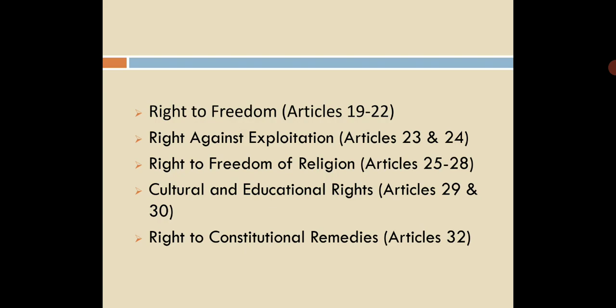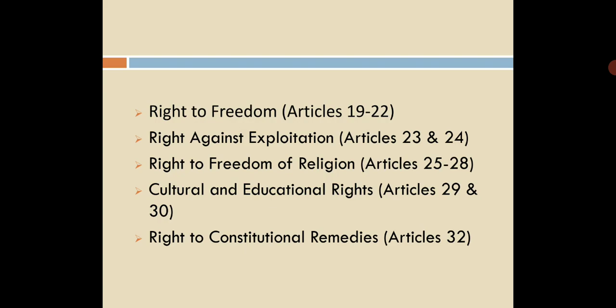The next fundamental right is the right against exploitation, enumerated under Articles 23 and 24, which prohibits trafficking in human beings and forced labor, such as begging. Article 24 prohibits employment of children below the age of 14 years in any hazardous employment. Another fundamental right is the right to freedom of religion, enumerated under Articles 25 to 28. Through this right, the citizens of India have been given the right to practice and profess any religion of their choice.